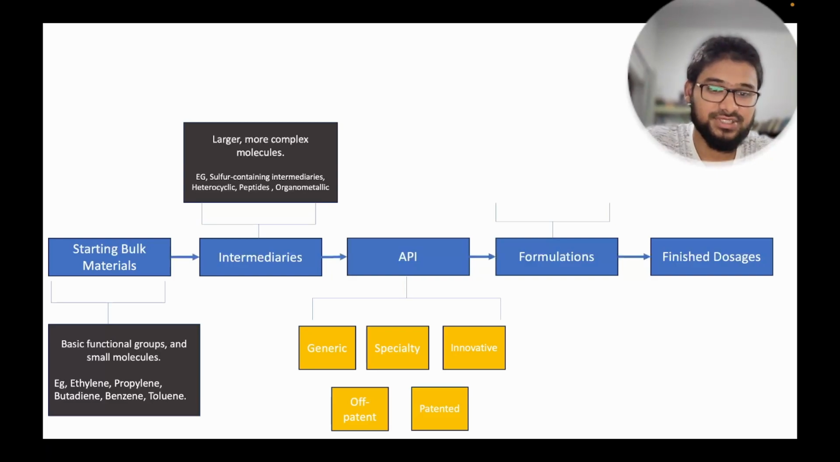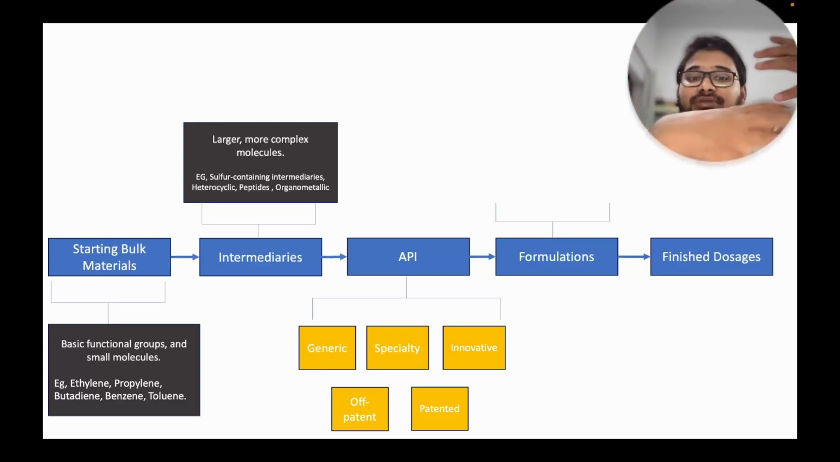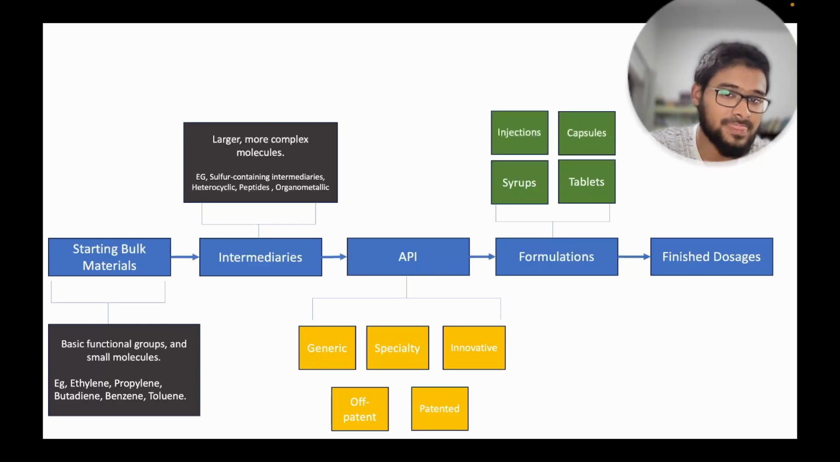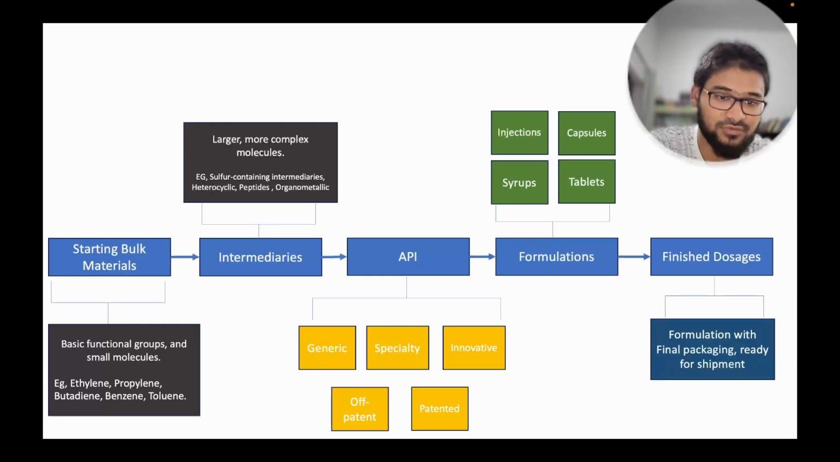Then we come to formulations. As I said, formulation is simply packaging the API with non-active ingredients just to give it a shape, to give it a form, as the term formulation suggests, such that it can be consumed by humans, right? So the form can be a syrup or tablets or injections or capsules, right? So these are formulations. Then ultimately you go to finished dosages. So formulation with final packaging ready for shipment is finished dosages. This is the entire value chain of pharma companies.